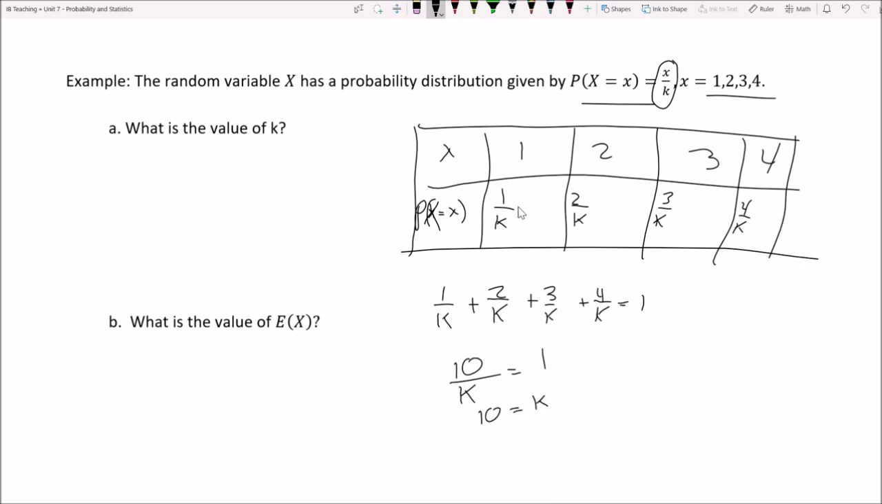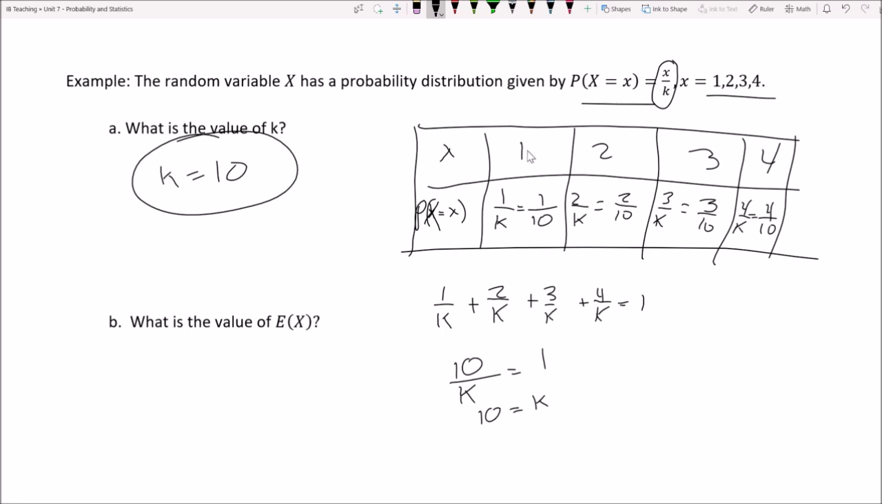And so what that allows us to do is go back in and write the probabilities. So that's 1/10, and that's 2/10, which, yes, you can simplify, but we don't actually have to yet. And that's 3/10, and that's 4/10. And they ask, what's the value of k? K is 10. We just figured that out. So that's fine. Now we're asked for the expected value. In order to do that, it's the exact same thing as the previous question. So why don't you pause the video and try this one? I think you'll get this one right for sure.